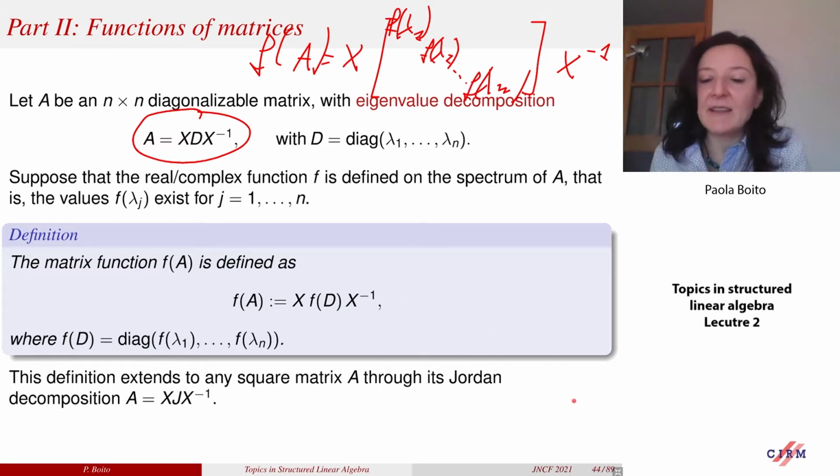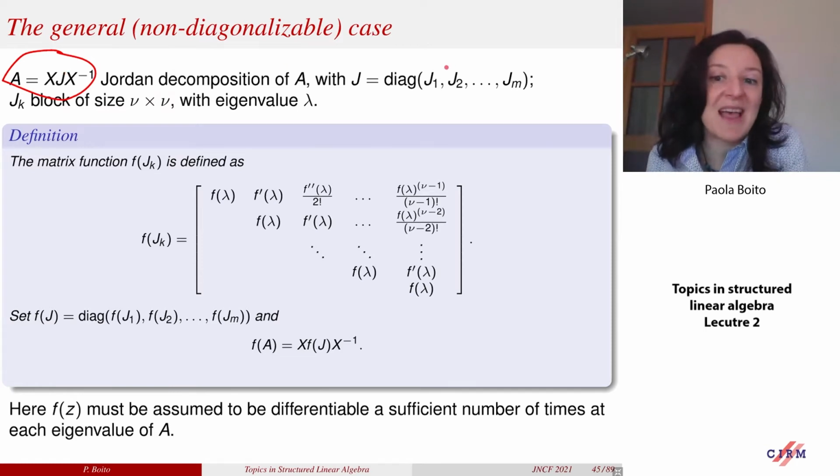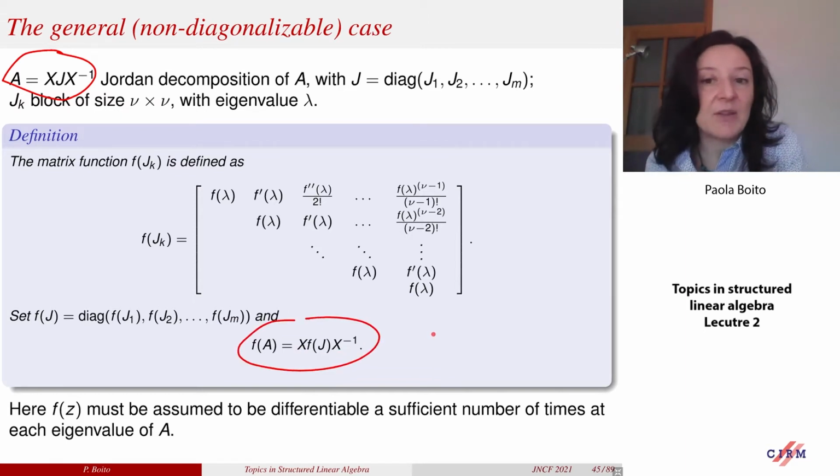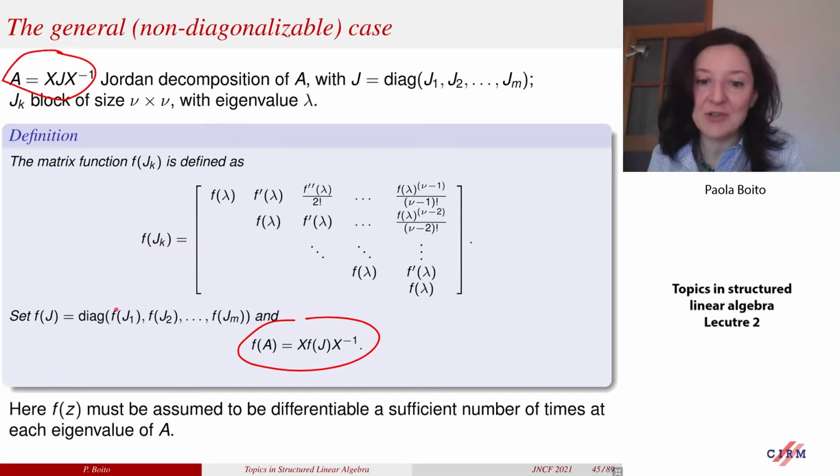This definition can be extended to any square matrix using the Jordan decomposition for the case where the matrix is not diagonalizable. In this case the definition is more involved. Suppose we have a Jordan decomposition. Instead of a diagonal matrix, we'll have a block diagonal matrix J made up of blocks J1, J2, Jm. So again f of A is X f of J X minus 1. What is f of J? If J is block diagonal, it's safe to assume that f of J is the block diagonal matrix made up of the functions of the blocks.